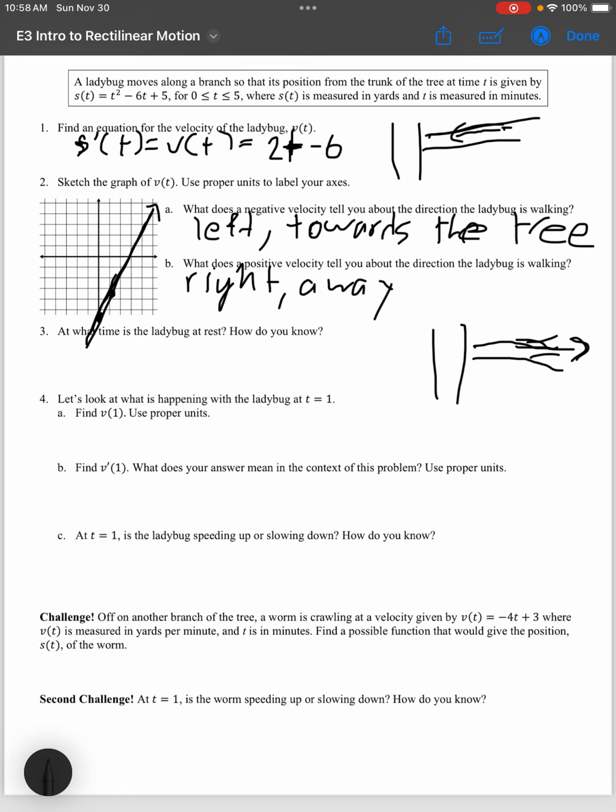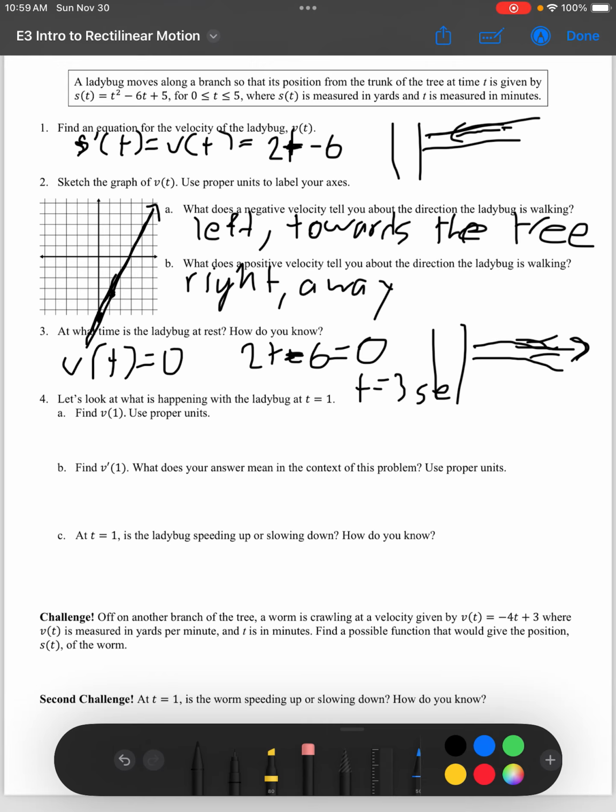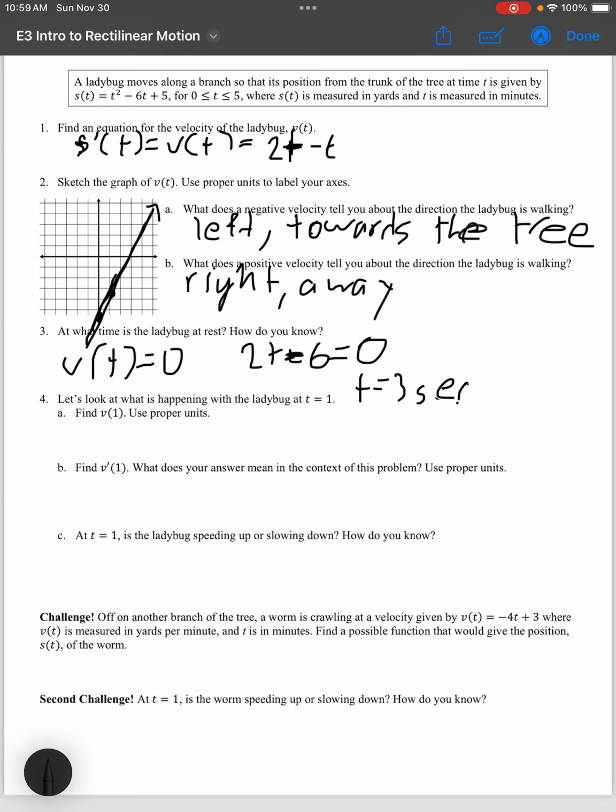So the next question: at what time is the ladybug at rest, and how do you know? At rest means at what time the velocity of the ladybug is equal to 0. So we just need to find when the velocity is equal to 0 using our velocity equation. So set 2t minus 6 equal to 0. You'll get t is equal to 3. So at 3 minutes, the ladybug is at rest.